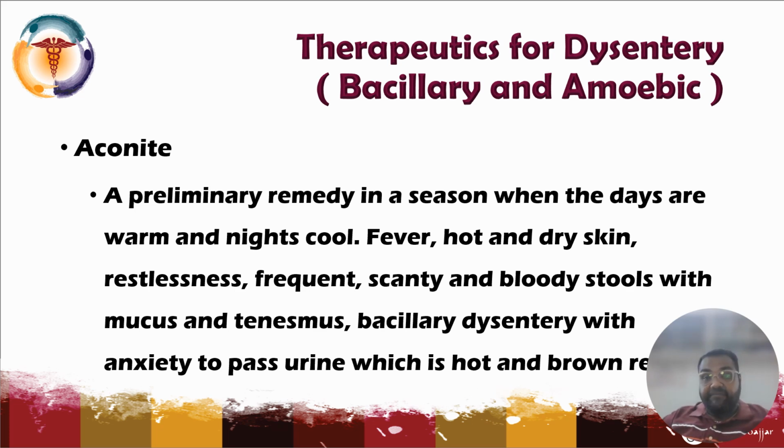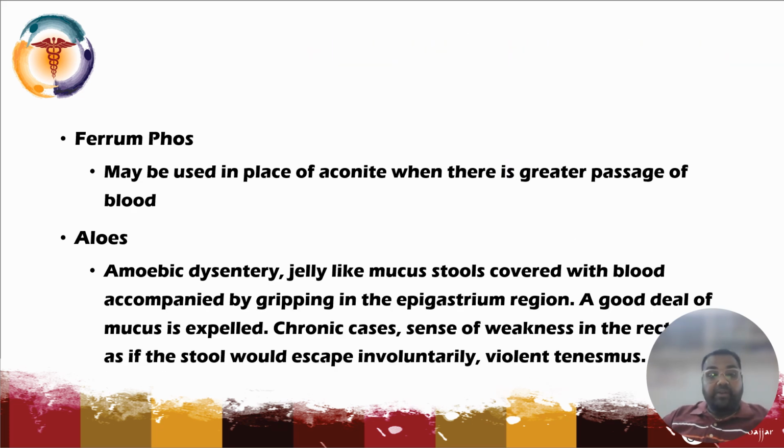Another medicine is ferrum phos. Ferrum phos may be used in place of aconite when there is a greater passage of blood, and we can use aloe socotrina also. In amoebic dysentery, jelly-like mucus stool covered with blood accompanied by gripping in the epigastric region. A good deal of mucus is expelled, बहुत सारा mucus निकलता है. In chronic cases, sense of weakness in the rectum as if the stool would escape involuntarily. पता ही नहीं चलता है, stool निकल जाता है, and there is a violent tenesmus we find in aloe socotrina, right? Another choice of drug in homeopathy is arsenicum.